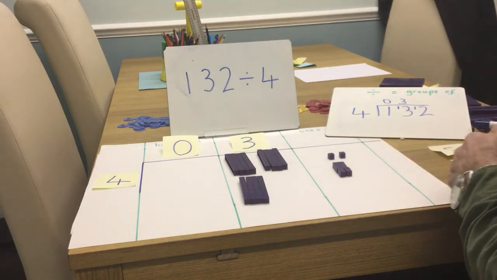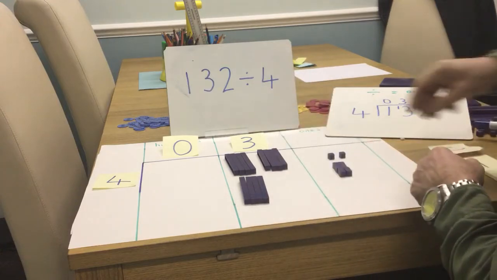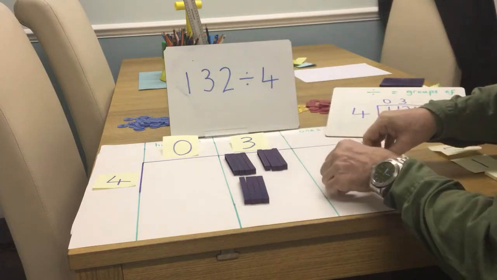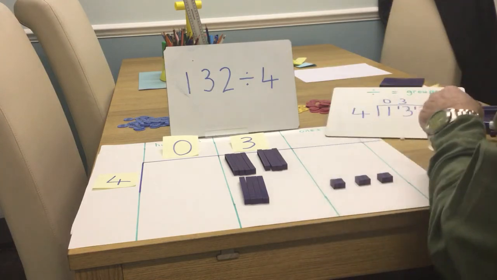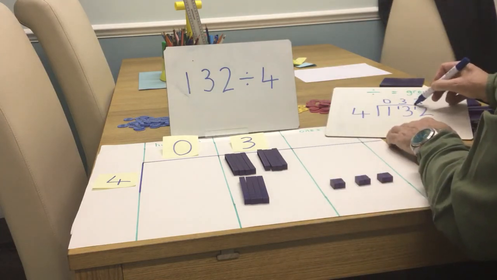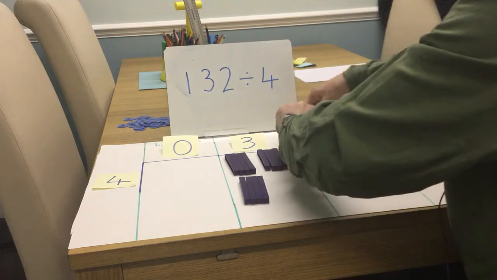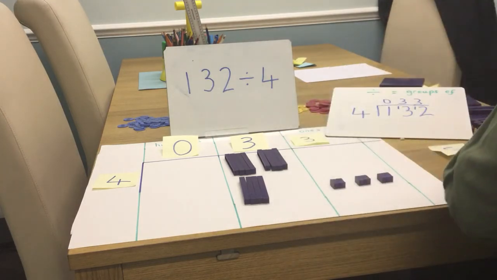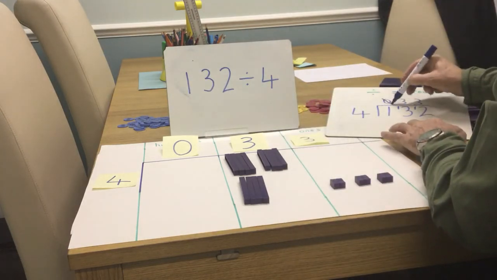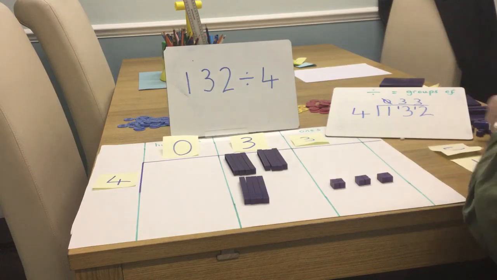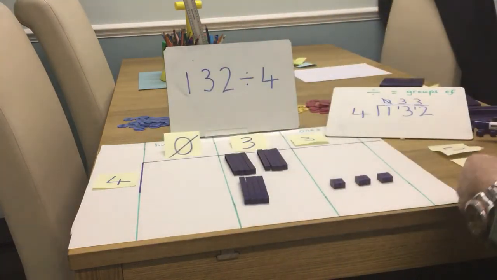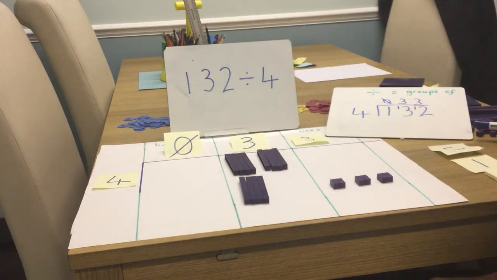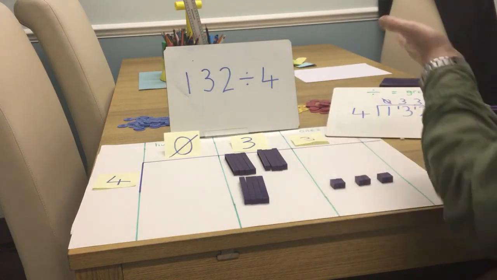Right, final question. How many groups of 4 ones can I make from 12 ones? 1, 2, 3. The answer is 3. And cross out my 0. Just complete the little picture. Now if you have a little look there, you have an exact picture of what's happened there.